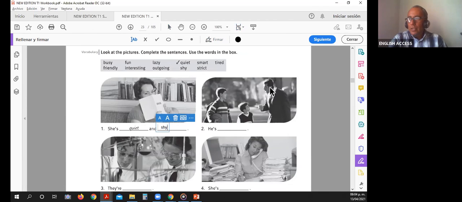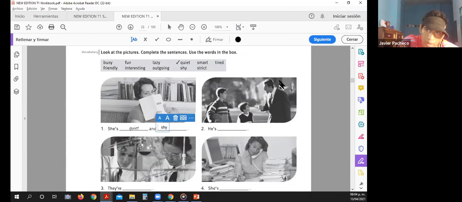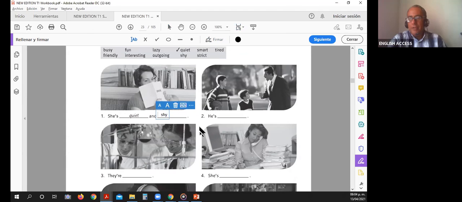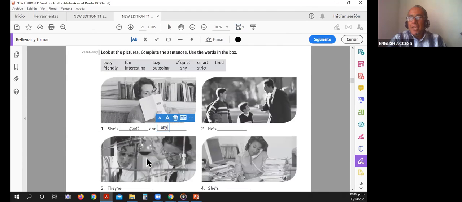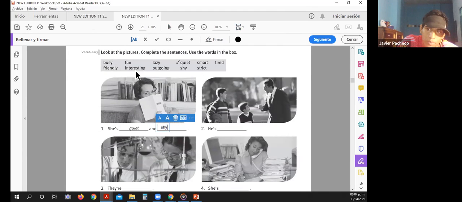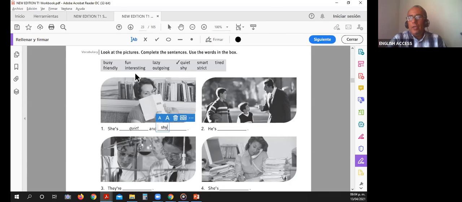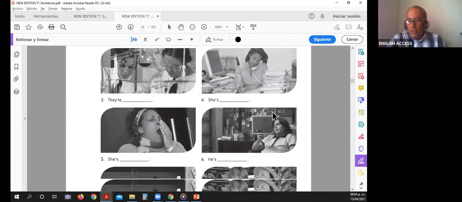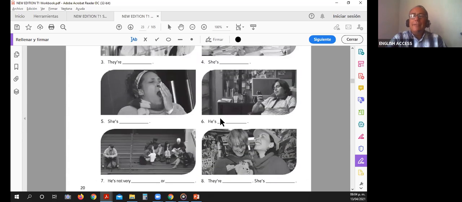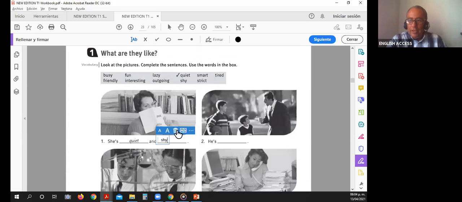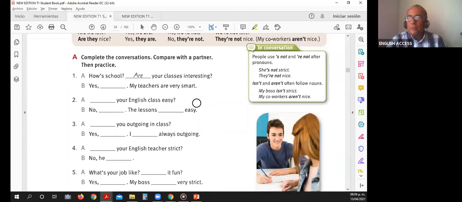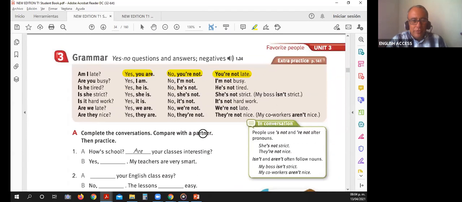Number 2, he's strict. This one. Okay. What about they? They are smart. It could be smart or could be interesting, and so on. You need to describe them all. That's going to be the practice for today. Okay. That's the practice. Tomorrow we continue with the grammar. Yes, no questions and short answers, and also negatives. Up to here, any questions, Fatima, Carolina, and Javier?